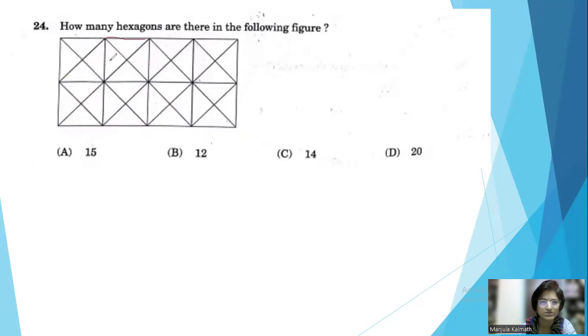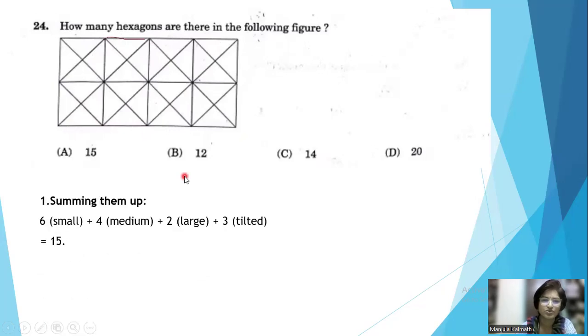Like that, if I take this one, this is also one of the parts, and this is also one of the parts. This is also considered as a hexagon here. So in order to count the maximum number of hexagons, we have to go for a different calculation here.